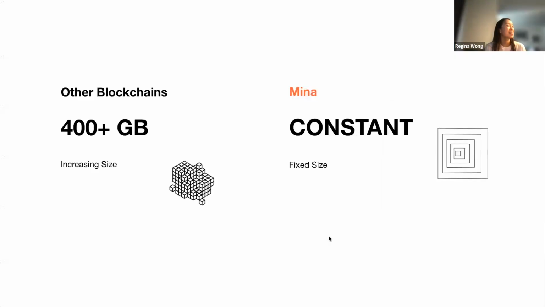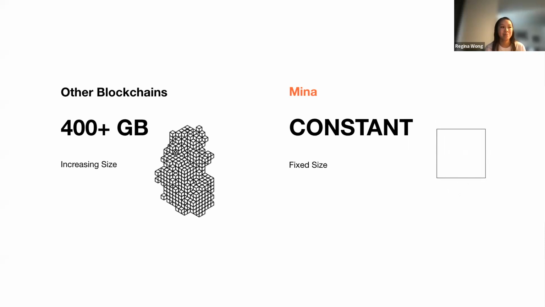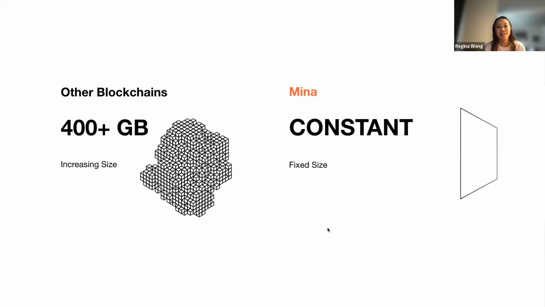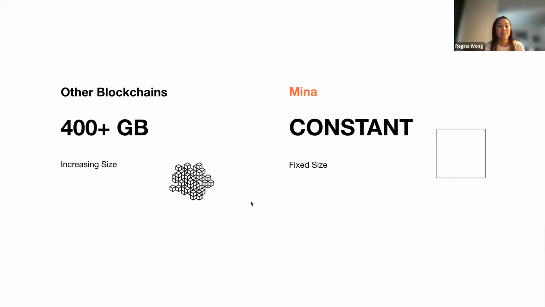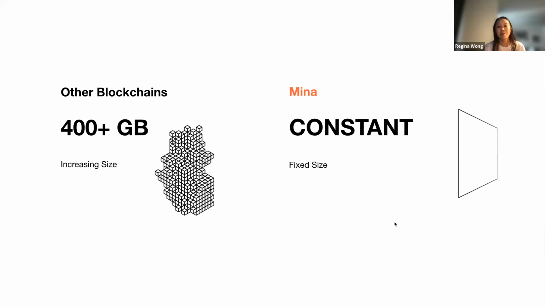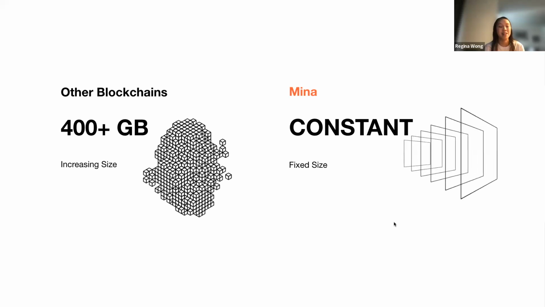One reason why Mina was created in the first place was that other blockchains such as Ethereum and Bitcoin are growing increasingly in size, actually way more than 400 gigabytes at this point. Whereas one of the benefits, thanks to ZK, of Mina is that we can stay a constant size.